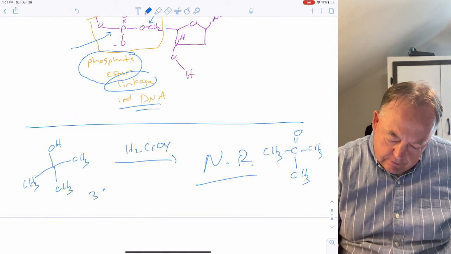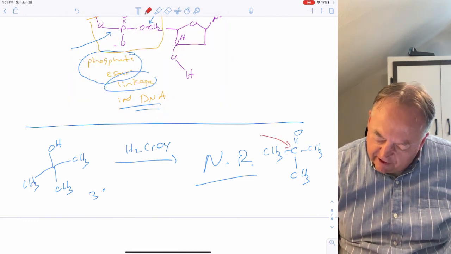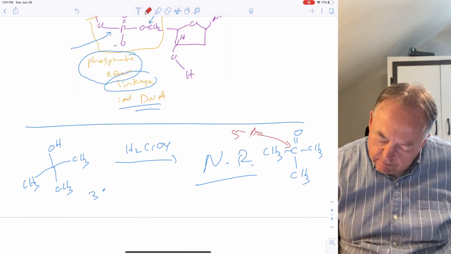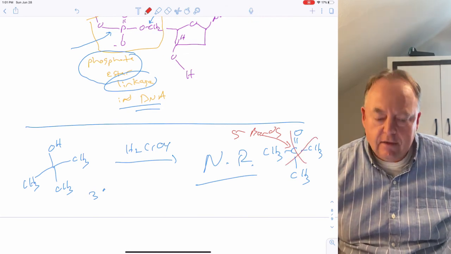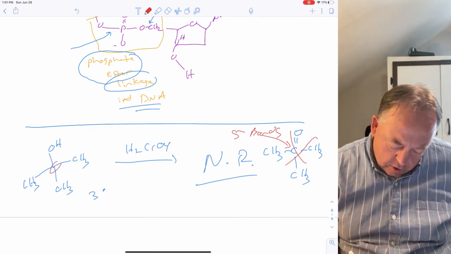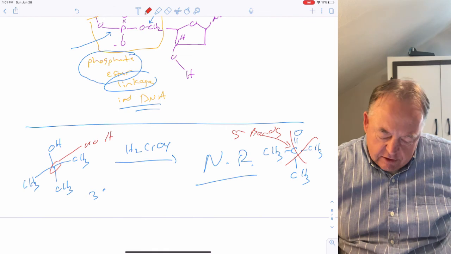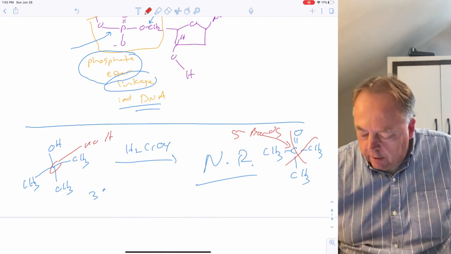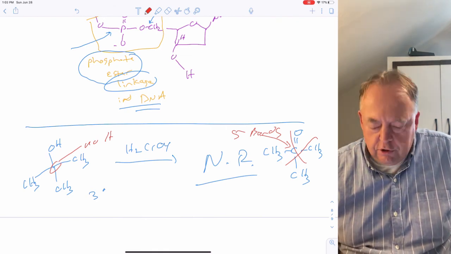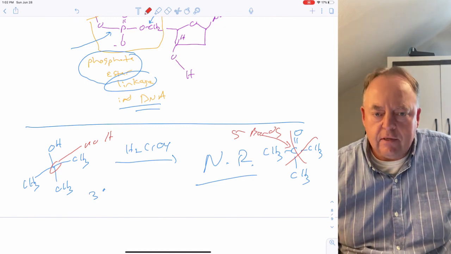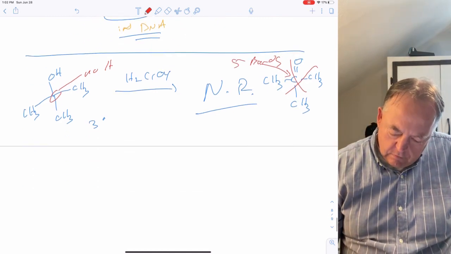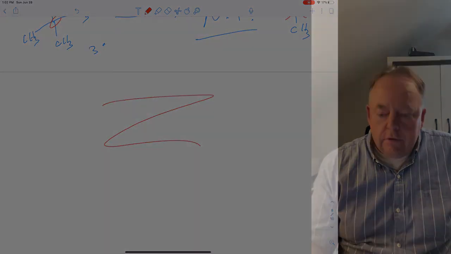Well, that would have 5 bonds on carbon. And you can't do that, right? So there is no hydrogen on this carbon. So you can't oxidize the tertiary alcohol unless you totally destroy the carbon structure or convert the carbon structure into something else. Okay, we'll stop there.